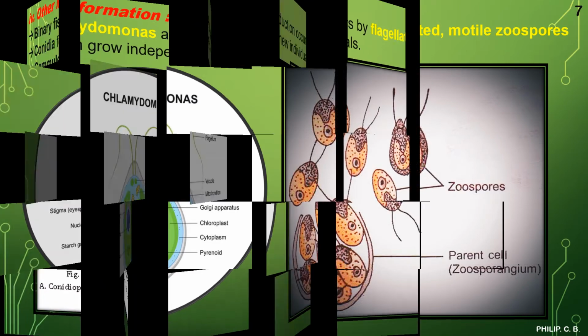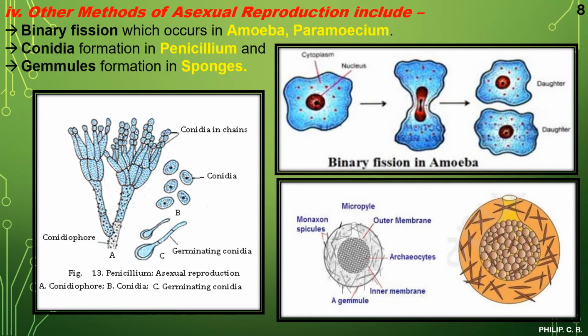Now other than the three types, we are learning a few more terms related to asexual reproduction. Other methods of asexual reproduction include binary fission, which occurs in Amoeba and Paramecium. All of you have seen Amoeba or Paramecium, where the parent or mother cell divides. You can see here the parent Amoeba, with the cytoplasm and nucleus, which starts dividing into two and finally divides into two daughter cells by binary fission.